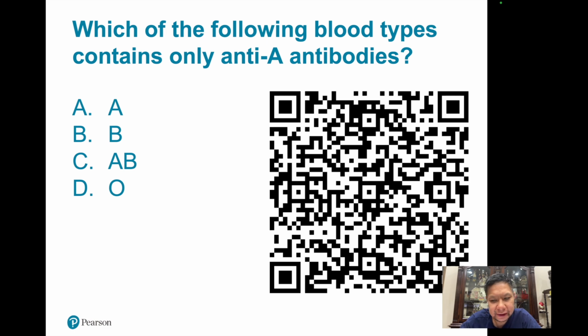So here's your attendance question for actually watching this video today. Which of the following blood types contains only A antibodies? I'll give you a second to answer the question, and if you don't know the answer, it's in the previous slide. Is it A, B, AB, or O?